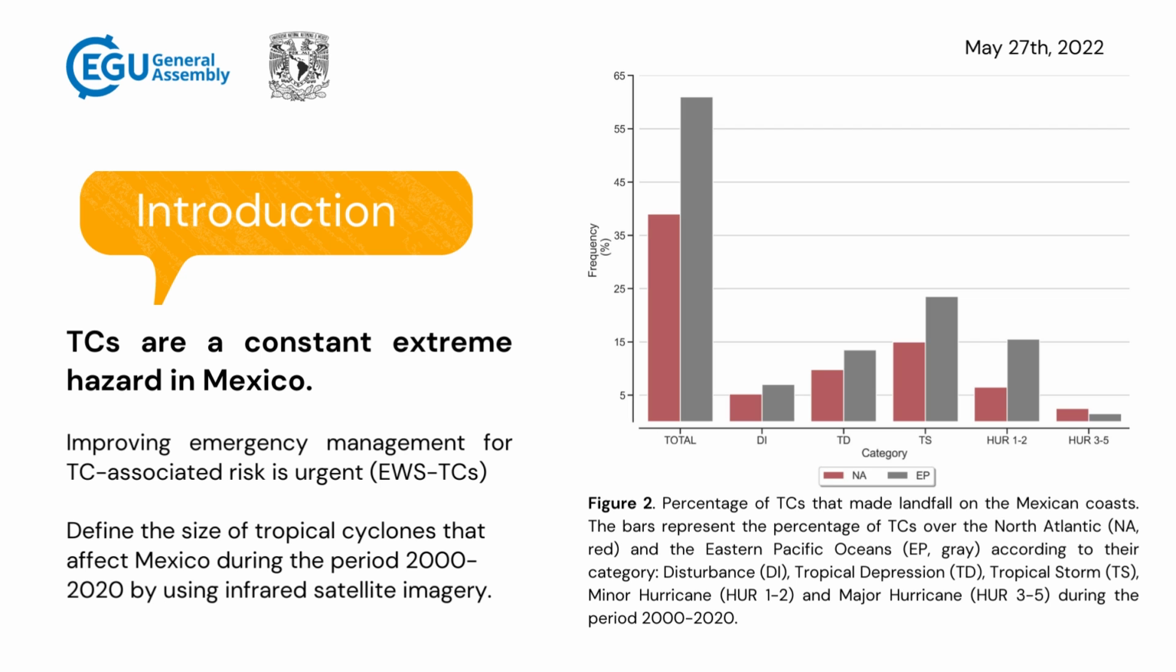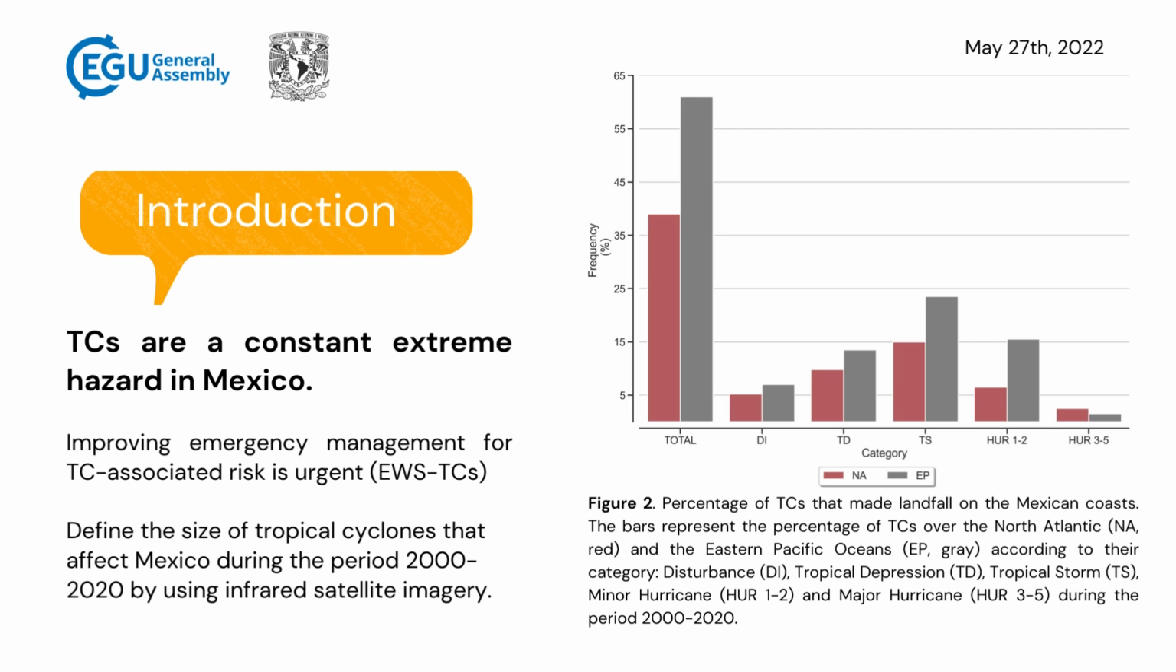In spite of this, several studies have shown that the category is not related to the amount of precipitation, and the damage in the region is mainly due to the precipitation. In addition, the storms that most directly affect Mexico are usually of lower categories, as we can see in figure 2. This is why improving emergency management for tropical cyclone associated risk is urgent.